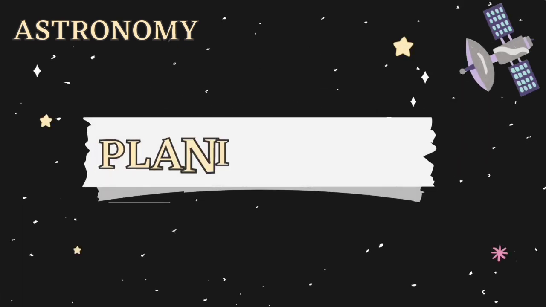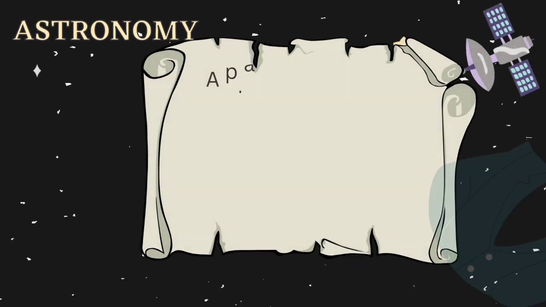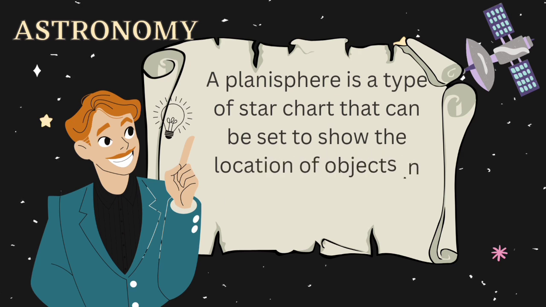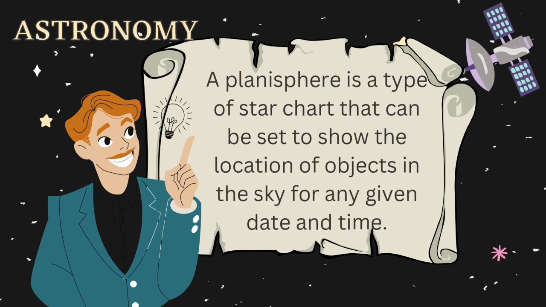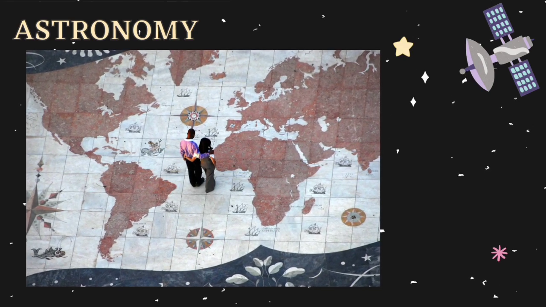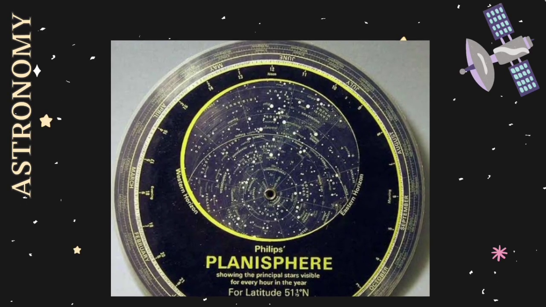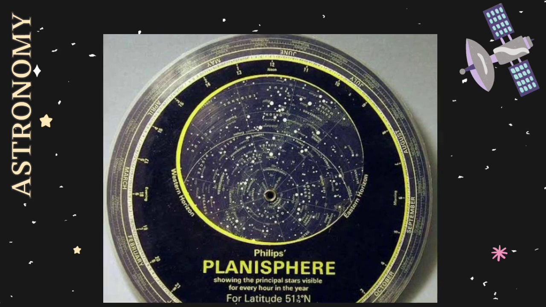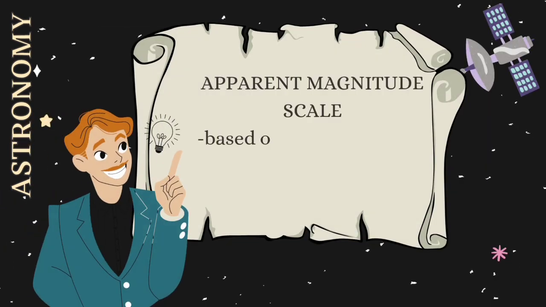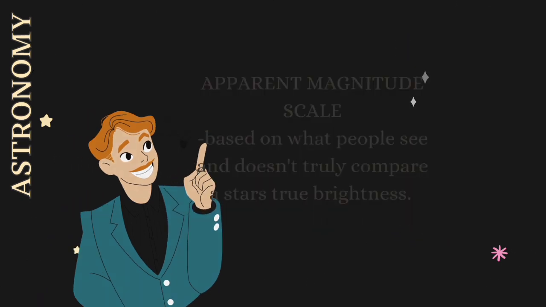Another way of showing the brightness of a celestial object is through planispheres. A planisphere is a type of star chart that can be said to show the location of objects in the sky for any given date and time. The printed planispheres and charts use different sizes of dots to represent the object's brightness. The charts, maps, and applications show the object's apparent magnitude. And when we say apparent magnitude scale, it is based on what we see and does not truly compare a star's true brightness to other stars.